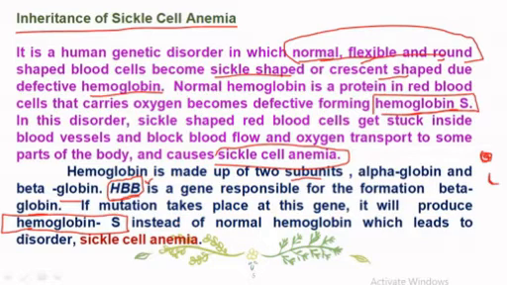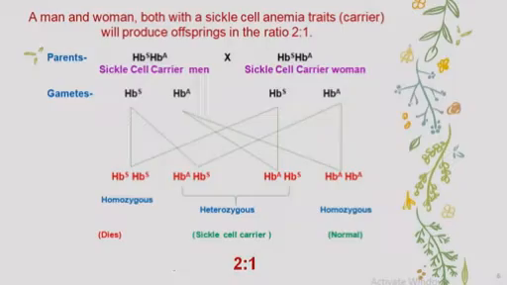So the blood's RBCs become sickle-shaped due to this hemoglobin S. And why is this hemoglobin S formed? It is due to the mutation which is taking place in this gene, which is responsible for the formation of hemoglobin. So instead of normal hemoglobin, this leads to the disorder, that is sickle cell anemia.